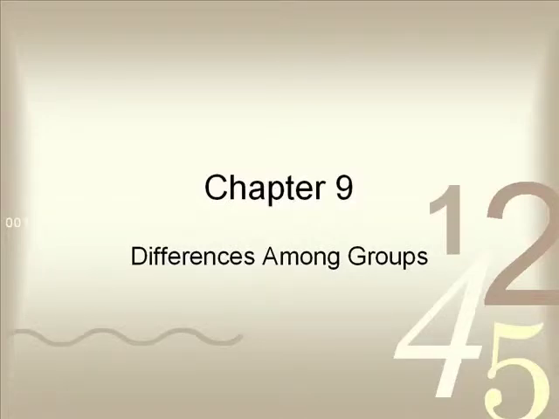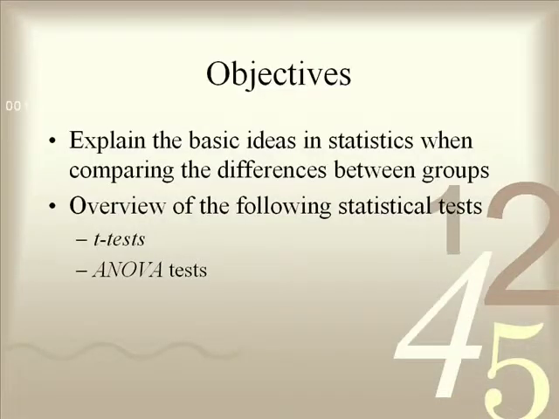This podcast will discuss Chapter 9 in our textbook, Differences Among Groups. Our objectives for this podcast are to explain the basic ideas and statistics when comparing the differences between groups. And the other thing is we want to provide an overview of the following statistical tests: T-test and ANOVA test.